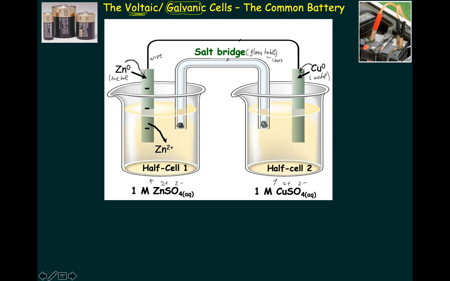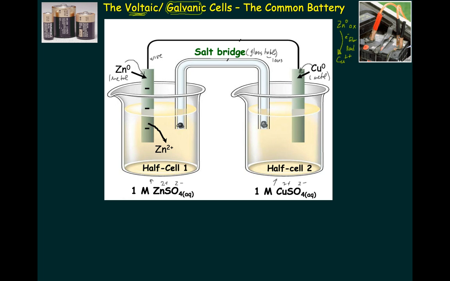Now, if you remember from table J, zinc is above copper 2 plus on table J. So we're going to get an oxidation reduction reaction, where zinc will be oxidized and the copper ion below will be reduced. As long as the ion is below, the top one will be oxidized, and the other one will be reduced, and the electron flow is in that direction.